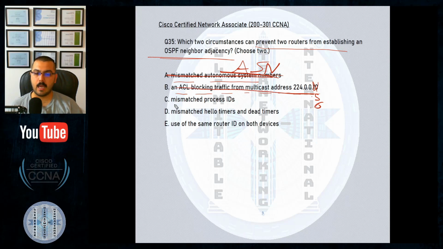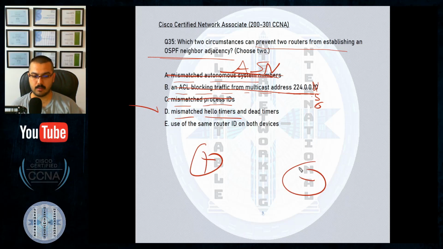A mismatched process ID. Process IDs can be mismatched. It's okay. You can have 2 routers, one in process ID 1, the other in process ID 2, but both of them must be in the same area, in the same database. So this one can be done. It's no problem. Mismatched timers, definitely that is correct.